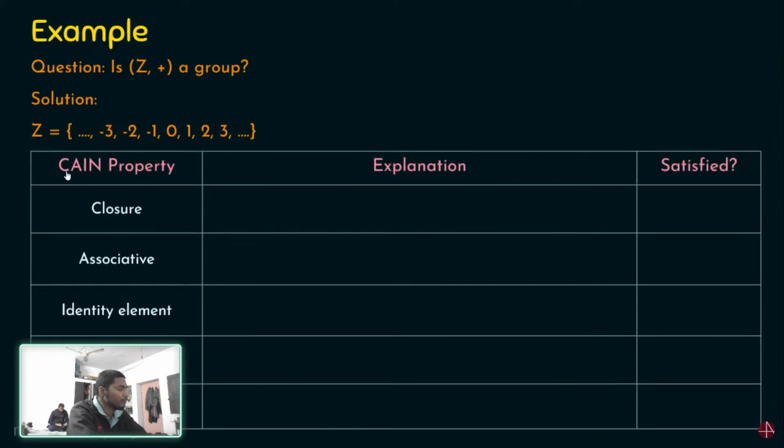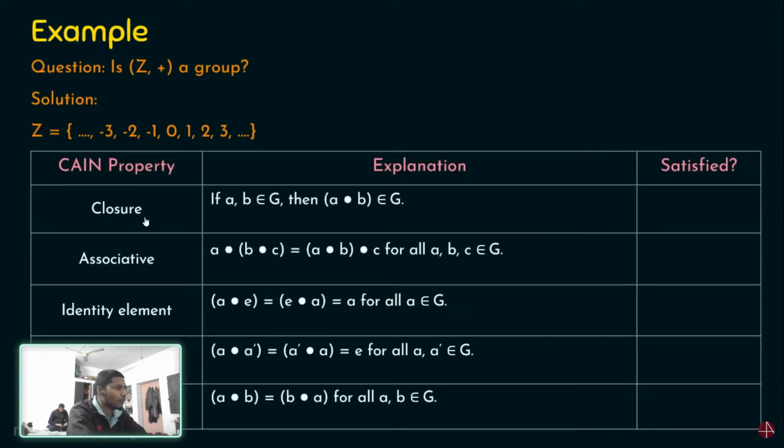Now let's solve this. We need the CAIN properties to be satisfied, right? Let me paste the properties which we have seen in the previous slide. Now let's deal with the closure property. Let's take two elements A, B from the group. We want to take the set of integers and confirm whether it is a group or not. So I'm going to take two elements A and B from the set, belonging to this group. Then I'm going to perform the A dot B operation.